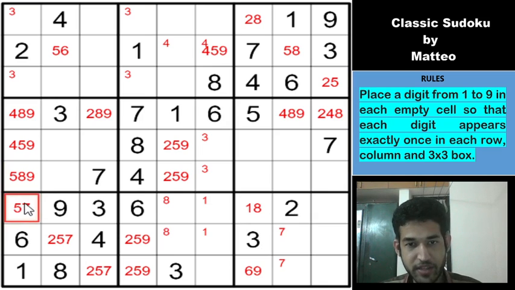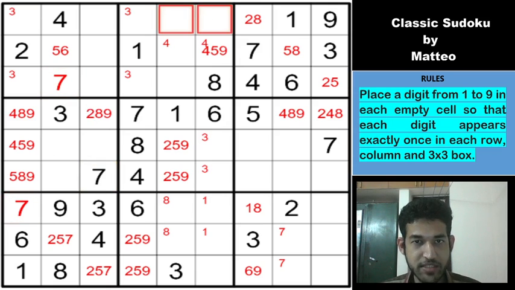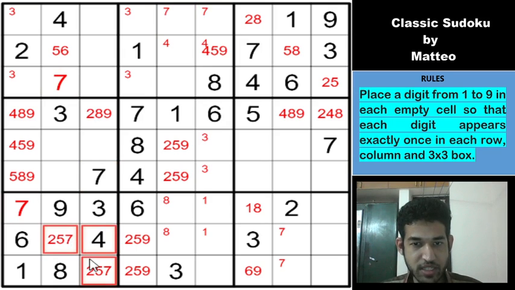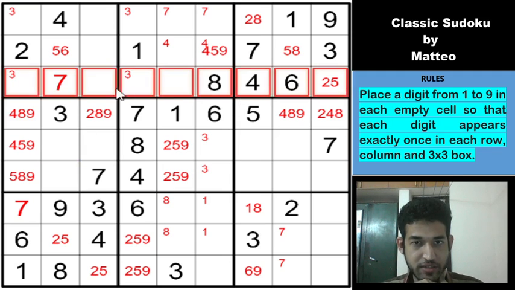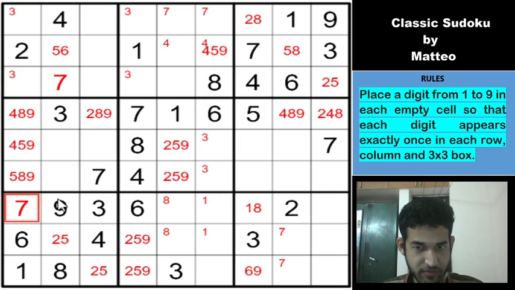So this can't be a 5, this would have to be a 7, which means that you get a 7 here, which means that one of these two cells will be 7. And these two cells can't be 7 now. So we'll write some more pencil marks surrounding the digits that we have freshly put.